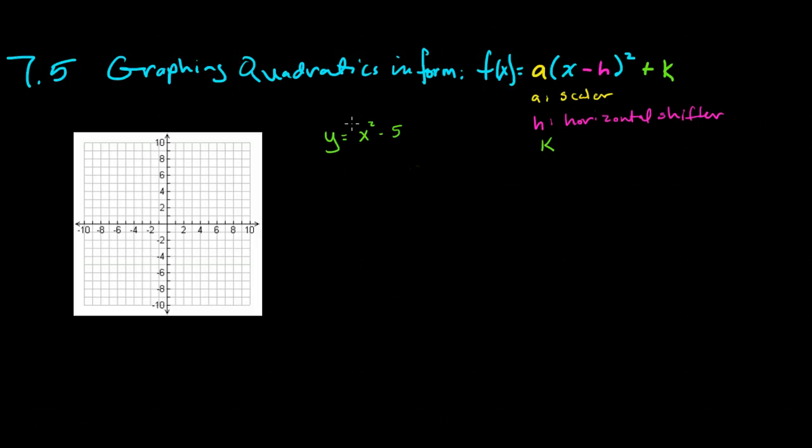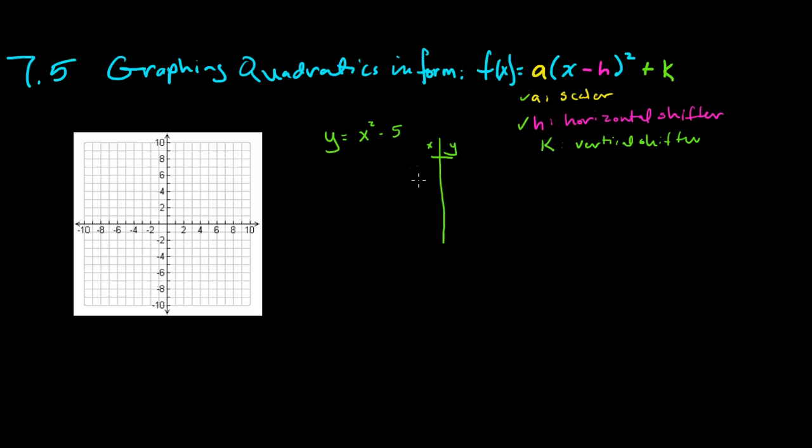Finally, let's take a look at what happens when we add our k value here, what we're going to call our vertical shifter. We've talked already about the scalar, our a, which determines how wide or narrowly our parabola opens. We've talked about the horizontal shifter, which moves the vertex left or right across the axis. Now what we need to see is what happens when we add a vertical shifter. How is that going to affect our vertex?